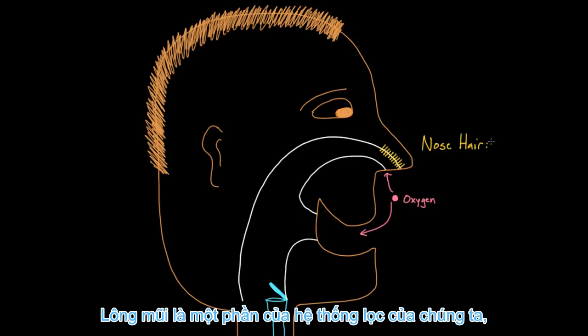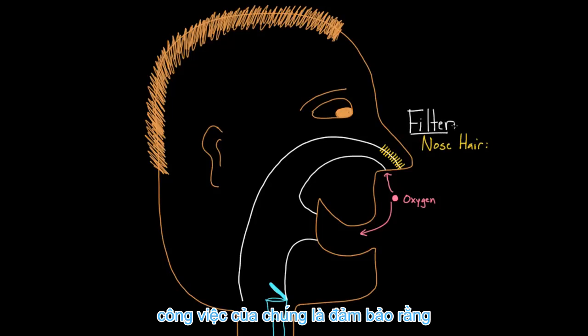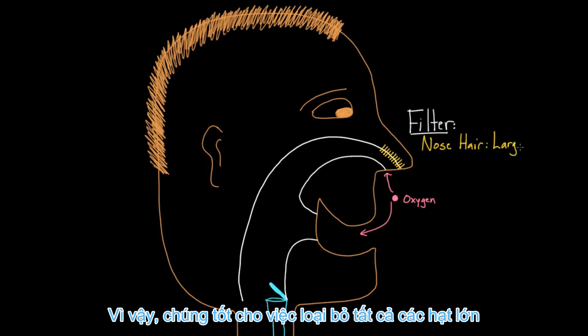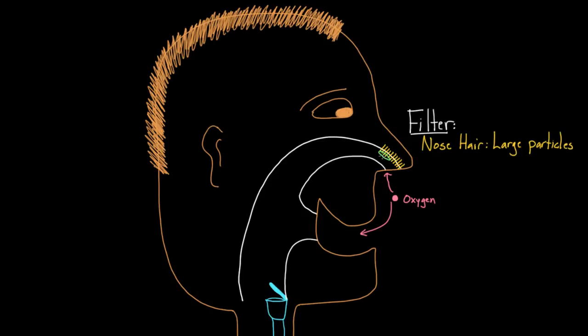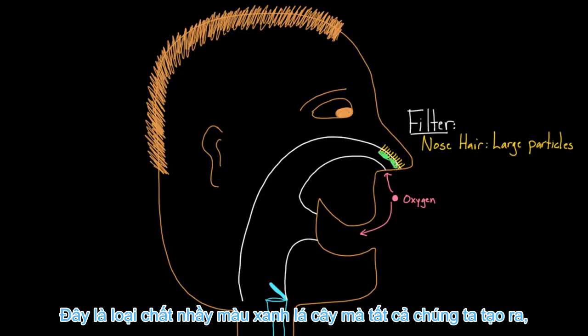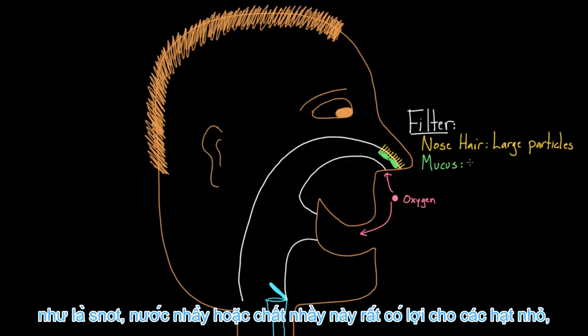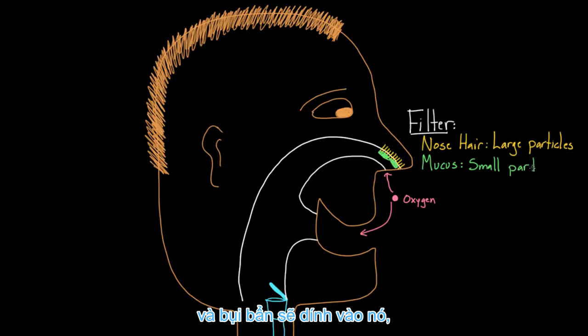What do they do? Nose hairs are part of our filter system. So we have this great filter system, and there's nose hair, and their job is to make sure that all of the large particles of dirt and dust are picked up. So they're good for getting all the large particles out of the air, so it's cleaned up. And then you also have this green slime, right? This green mucus that we all make. And this mucus, sometimes you think of it as snot. This snot or mucus is good for small particles because it's really sticky. And the small particles of dust and dirt are going to glom onto it.